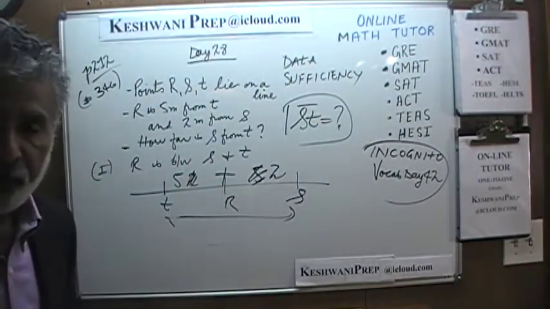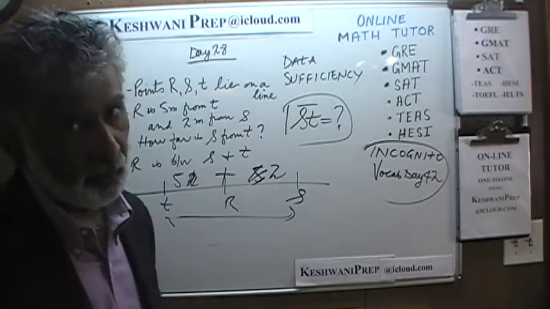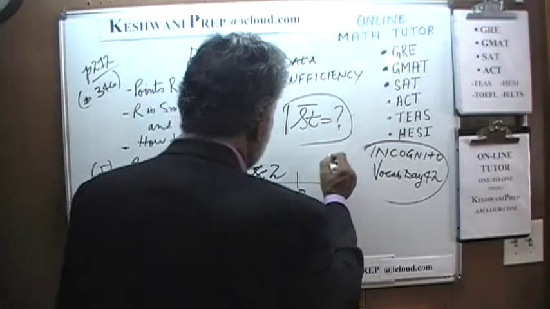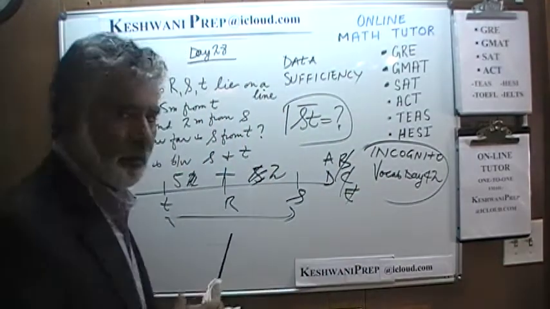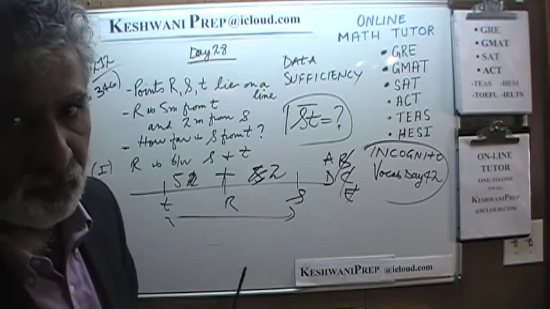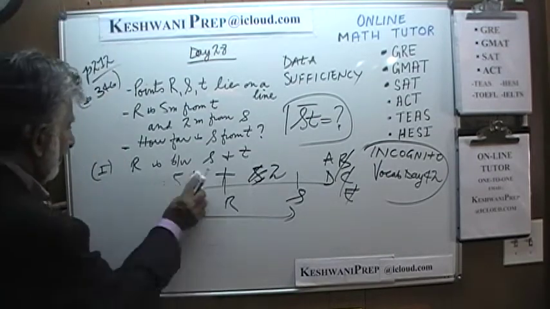The first statement by itself is quite enough for us to figure out that distance. AD, BCE. Since the first statement by itself is enough, we know now that the answer has to be either A or D. Let's look at the second statement.